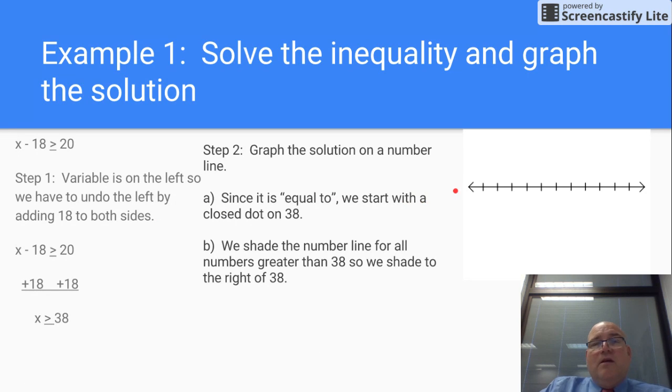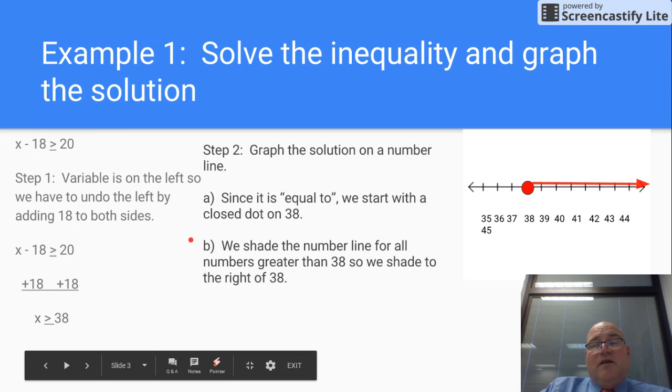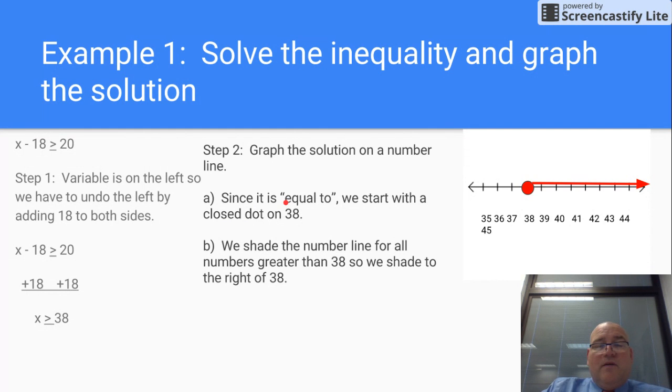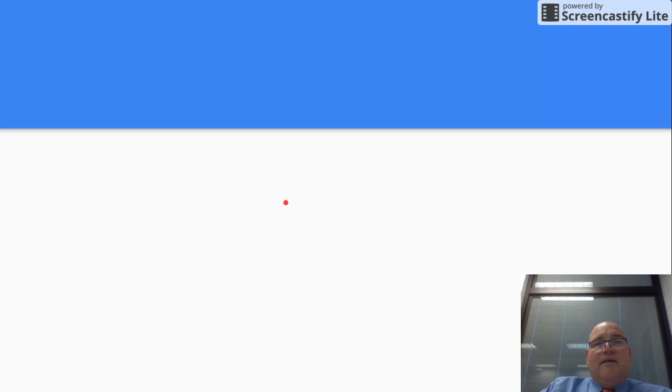Here's our number line. We can number it however we want, just be consistent. So I numbered mine by 1s. Closed circle on 38 because it is equal to, shaded to the right. And thus, number 1 is done. Let's take a look at example 2.